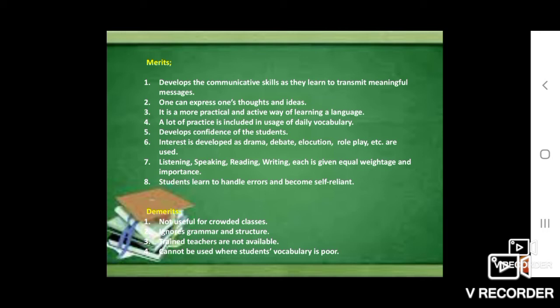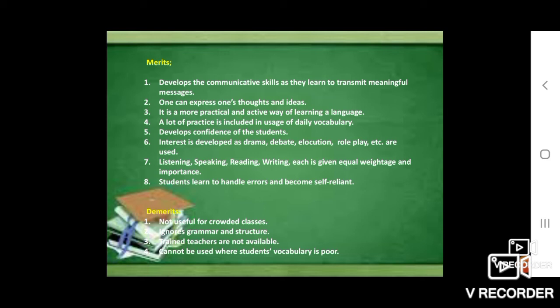Then, what are the merits of this communicative approach? The communicative approach develops the communicative skill as they learn to transmit meaningful messages. Means, why should we learn any language? Because the aim of any language is to pass messages, whether in written form, oral form, or graphical form. So the communicative approach really helps in this matter.